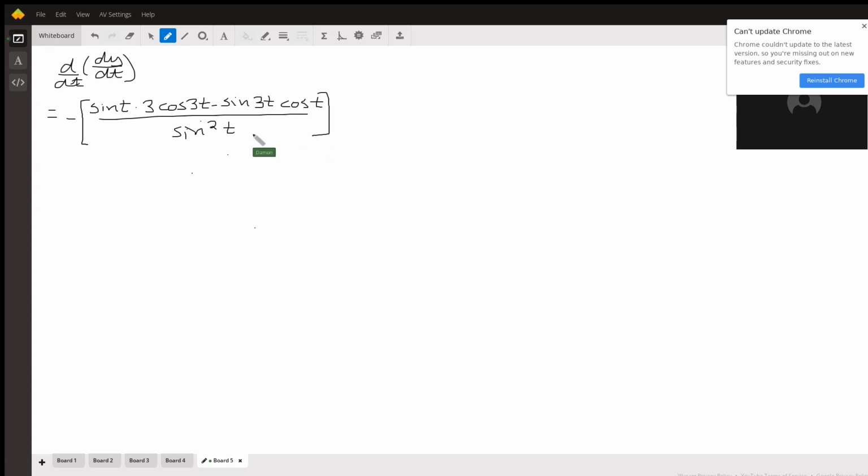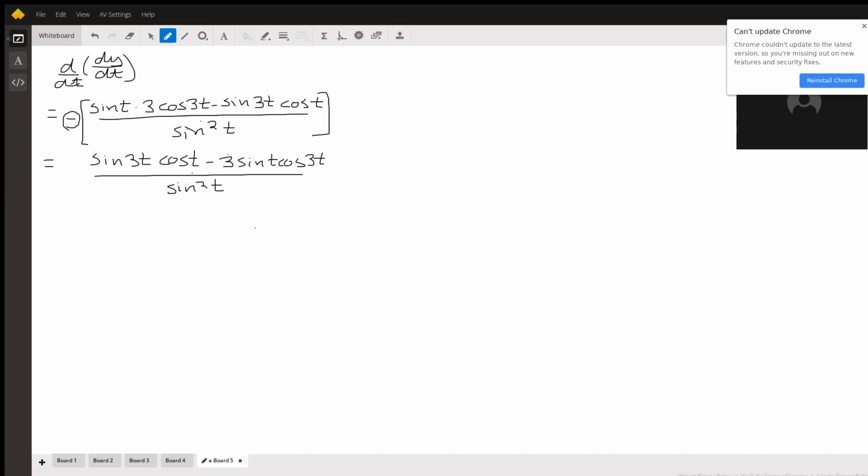Okay, now I'm going to distribute in this negative that's out here, and that'll switch around what's up on top. So you're going to have sine of 3t cosine of t, minus 3 sine of t cosine 3t, all over sine squared of t.